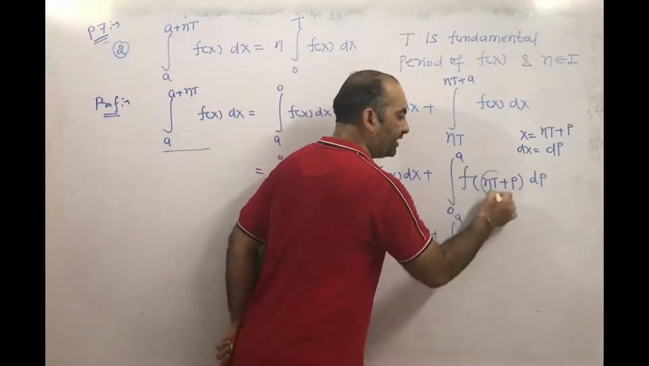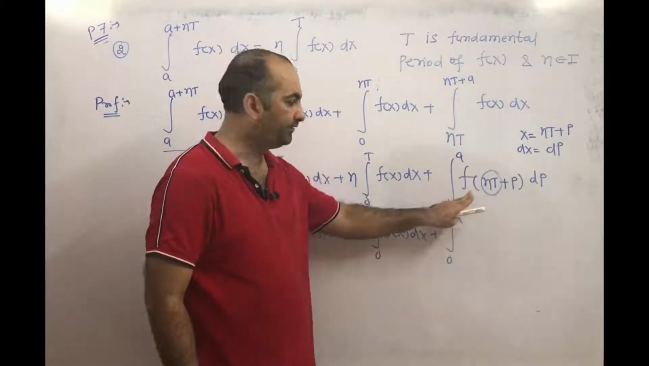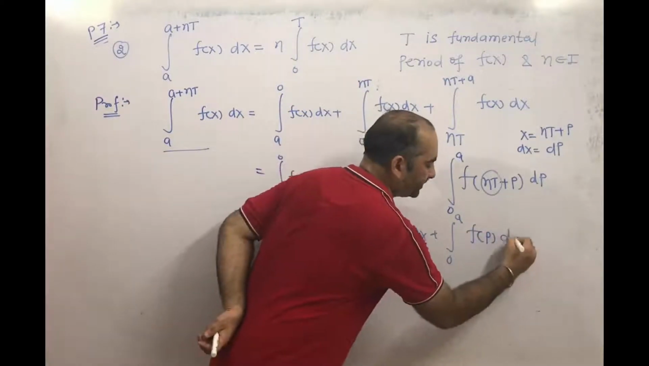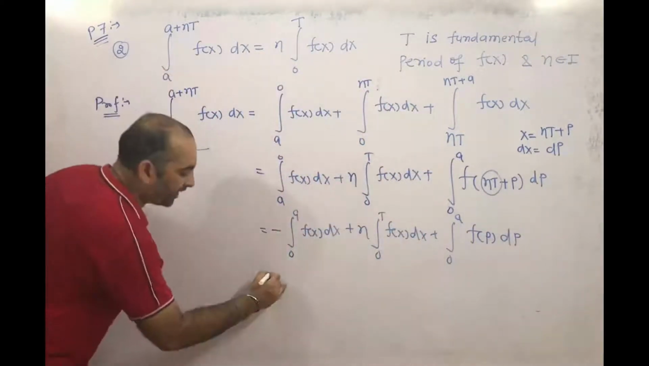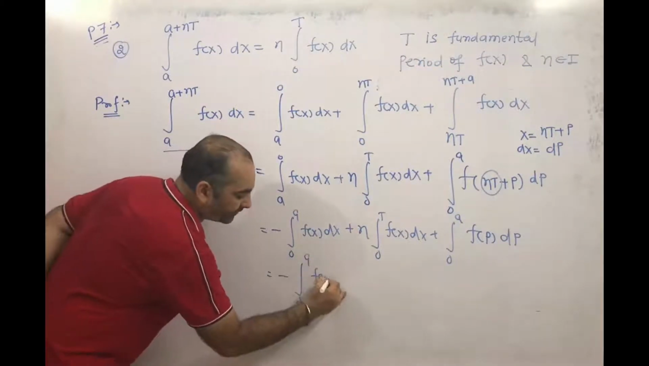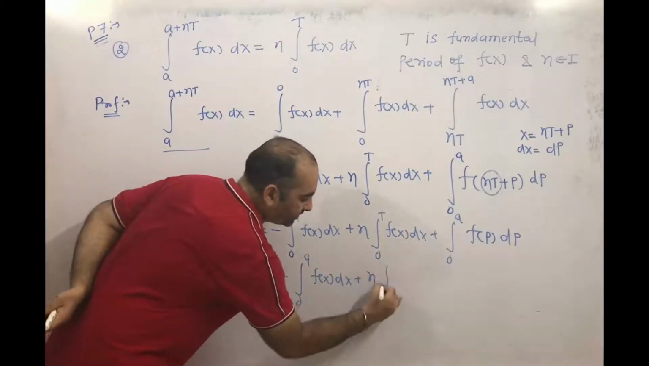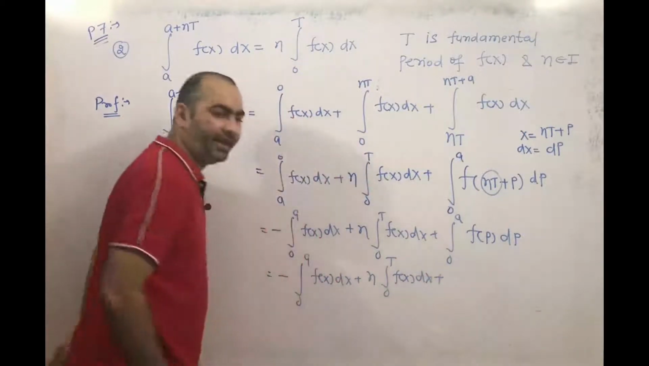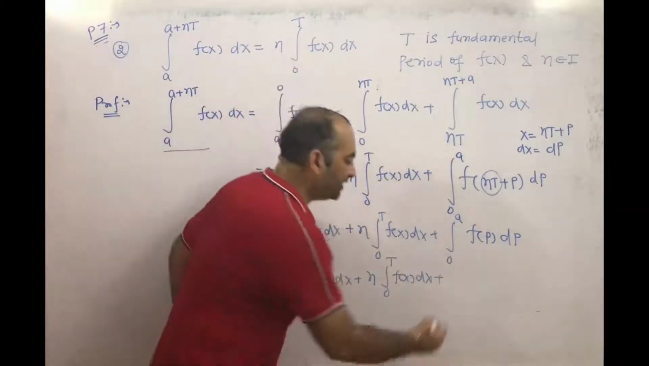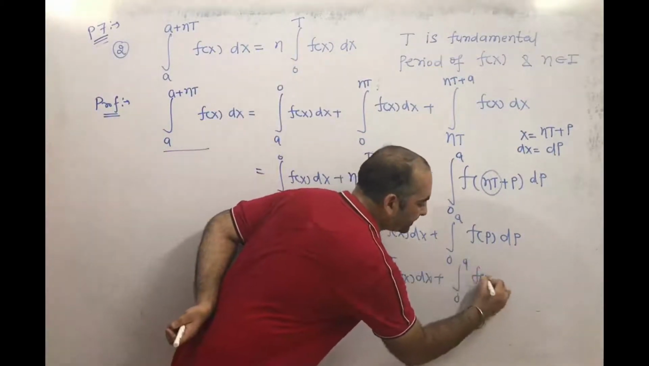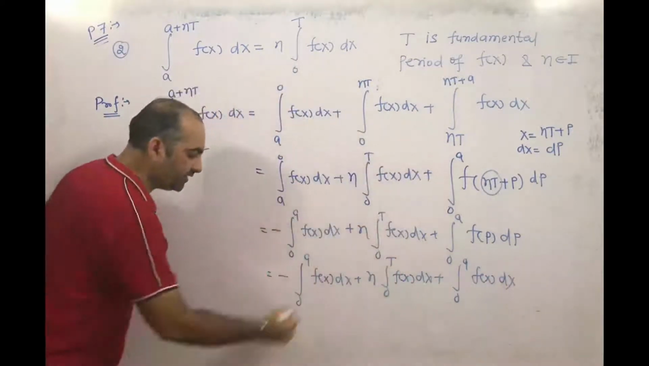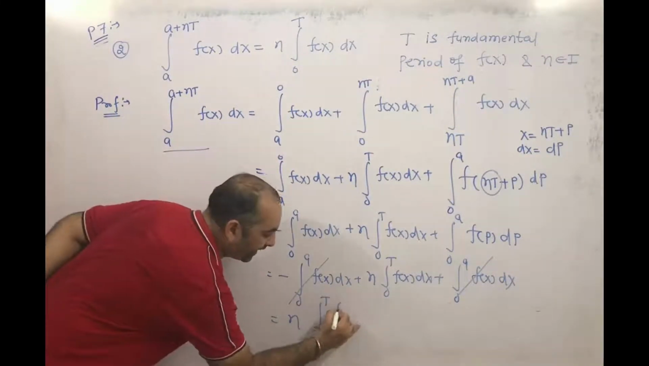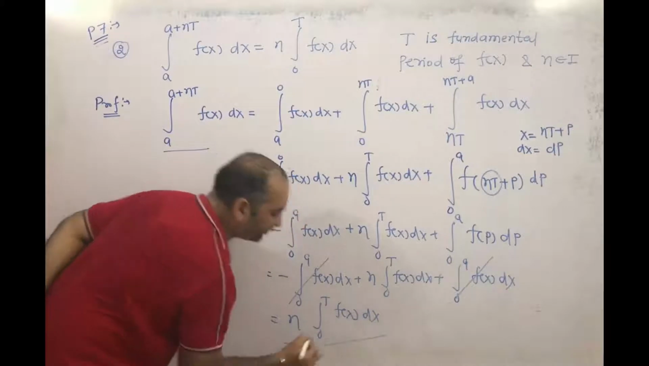Now nT is a period of f, so f of nT plus p we can write as f of p dp. So we have minus integration from 0 to a of f(x) dx plus n times integration from 0 to T of f(x) dx plus, replacing p with x, integration from 0 to a of f(x) dx. You can see this is getting cancelled, so what remains is n times integration from 0 to T of f(x) dx. This is your proof.